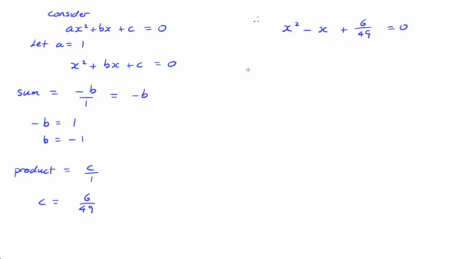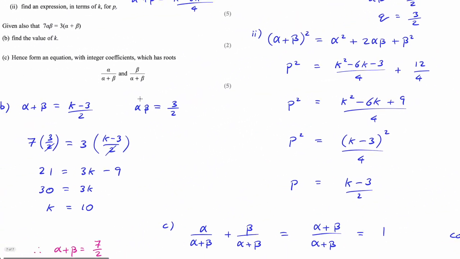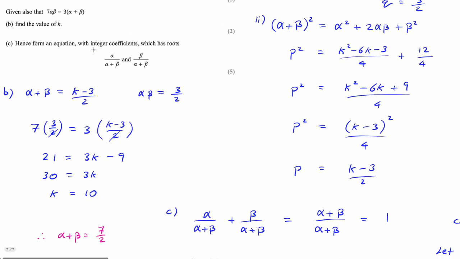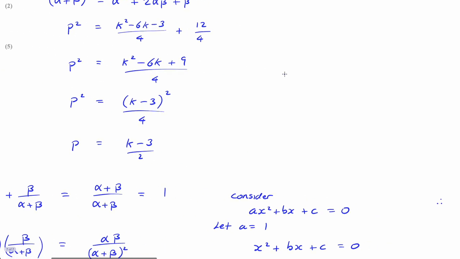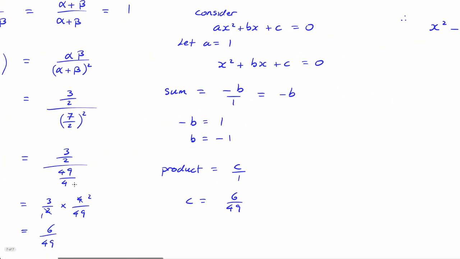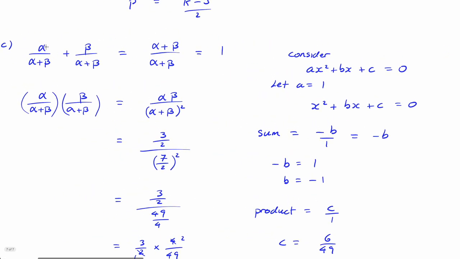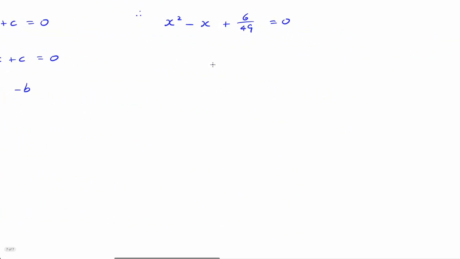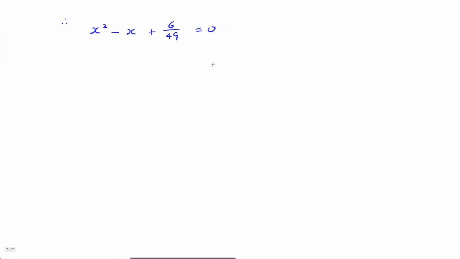Now, let's go back to the question. He said, form an equation with integer coefficients. Guys, I've seen this many times. Students lose a mark here. This is a quadratic with these roots, for sure. However, he wants integer coefficients. So what do we do? Simply multiply across by 49. I get 49x squared minus 49x plus 6 equals 0. And that, guys, is it complete. And so is the paper.